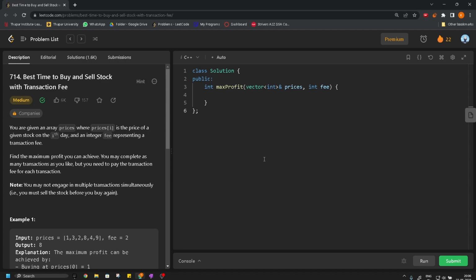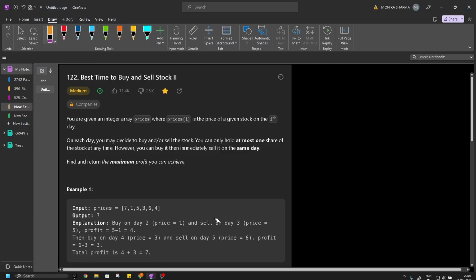Okay, so before we start this question, I'll take you through another question which is basically the base concept of this question. If we can do that question, this is basically a piece of cake. So we'll head over to that question, and I'll just open my OneNote, and we have Best Time to Buy and Sell Stocks II.